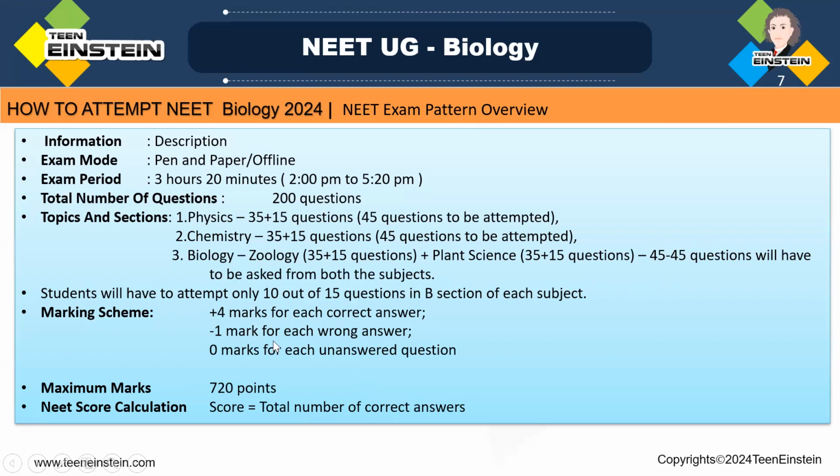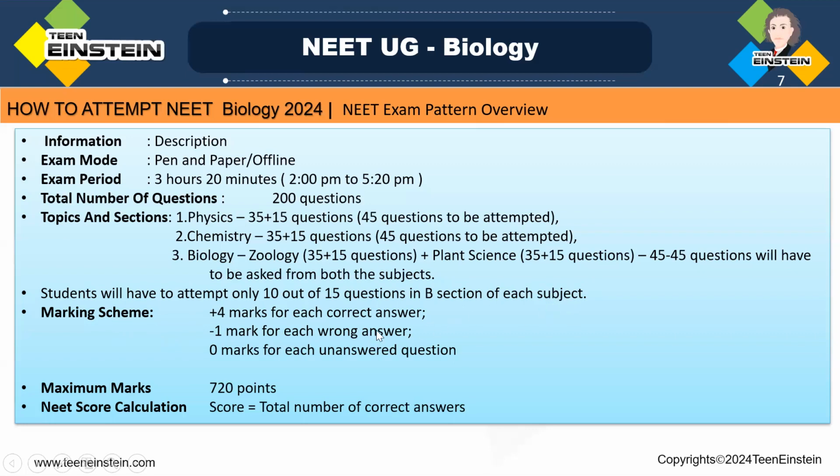Students will have to attempt only 10 questions out of 15 questions. Here we are mentioning 35 plus 15. That means Section A will have 35 questions, and Section B will have 15 questions in all the subjects, in physics, chemistry and biology. So here in Section B you will get an option to answer 10 questions out of these 15 questions. Okay, so there you can opt for the questions according to your interest. So students have to attempt only 10 questions out of 15 in the B section of each subject.